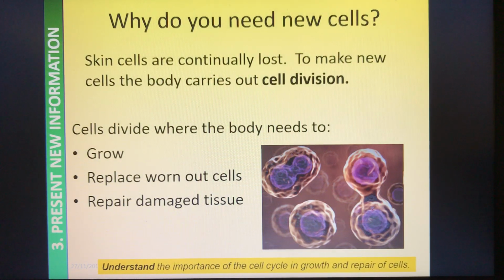So why do we need new cells? Because cells are continually lost. We also need new cells when we grow. Cells wear away, they get damaged, so we have to repair them. This kind of cell division is all about growth and repair of cells. We can see it occurring there in the picture.